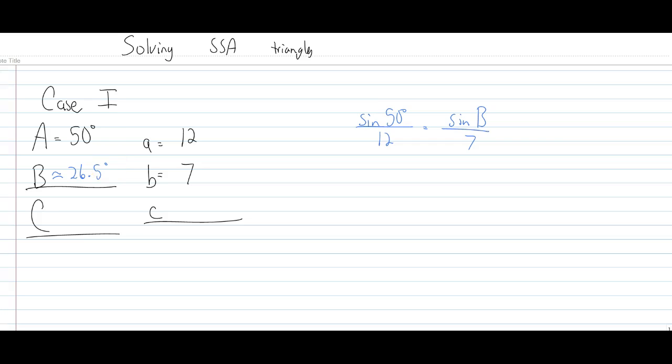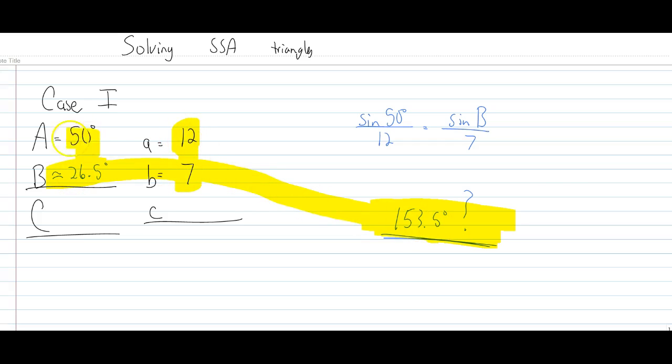What I'm checking for next is, could there be a second triangle? And the way we went about doing that is we took 180 minus this answer that we got. So 180 minus this would give us about 153.5 degrees for another triangle. But there's no way that angle B can be that big for a couple of reasons. Number one, 7 is less than 12, which means that angle B must be less than 50 degrees. So there's one problem we have.